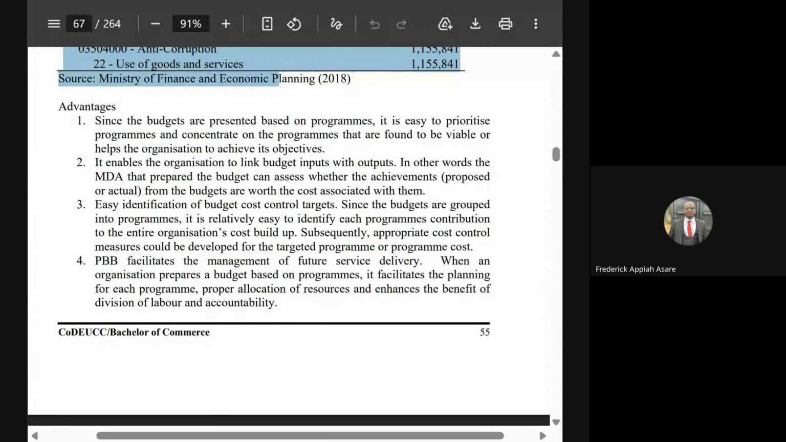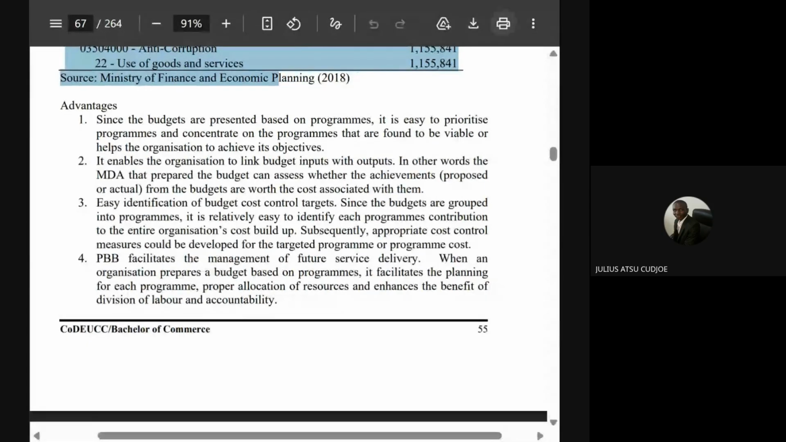Yes, sir. Julius, your hand is up. Kindly ask, can you talk? Yes, sir. Please, I want to find out about the budget. Does it really follow a specific pattern when you are preparing it?